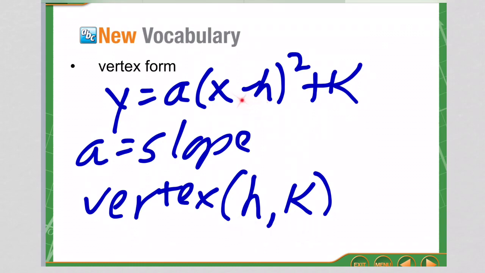What I want you to notice is up here we have a minus h, but down here it's h. So what that tells me is whatever number is in those parentheses, you have to change the sign. That's going to be the one thing where you might have a little bit of an error. So make sure you change the sign of whatever the number is in there. So we're first going to take a look at an equation that is in vertex form.